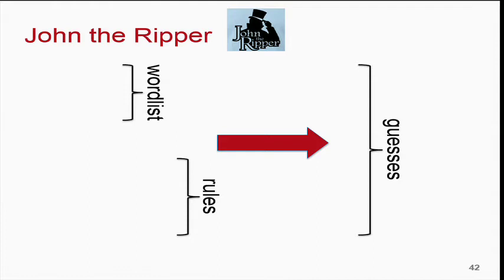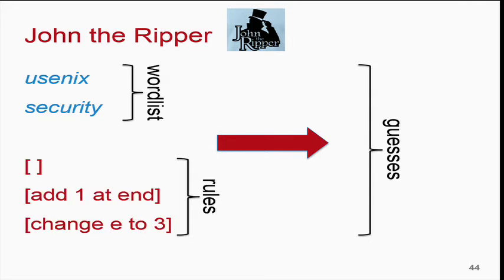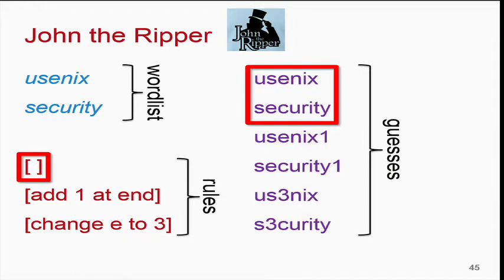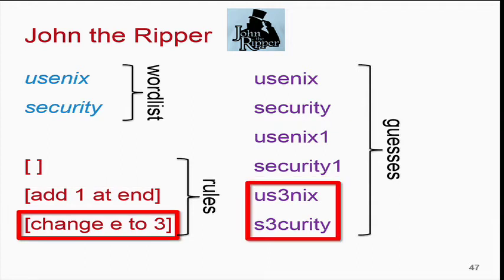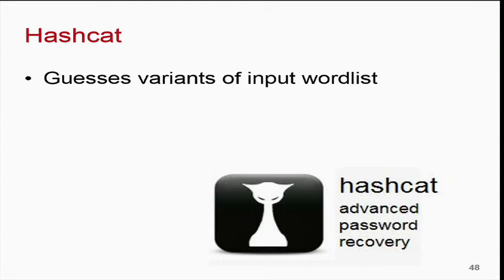So let me just run through a toy example of how this works. So you take your input word list, for instance, USENIX and security, and some set of mangling rules. And what John the Ripper does is it takes the first mangling rule, in this case, say, do nothing to the word list entries, and it runs the whole word list through that mangling rule. Then it goes to the second mangling rule, for instance, add 1 at the end, and runs the whole word list through that, so on and so forth. Right?